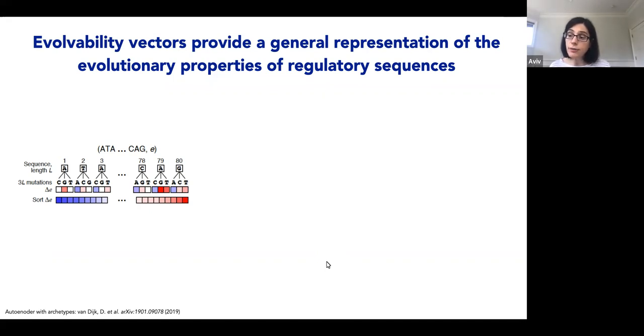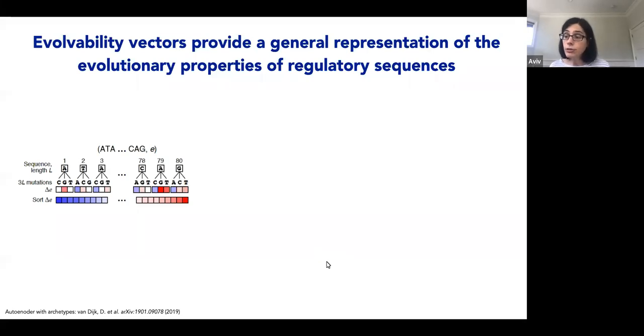So we take a given sequence of length L, and for each position, consider each of the 3 possible mutations, and we calculate the predicted change in expression using our model. Then we get a vector of length 3L, where each entry is the change of expression. We take this vector and we sort it, and this gives us the evolvability vector.